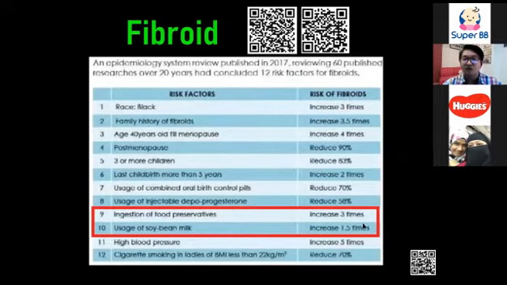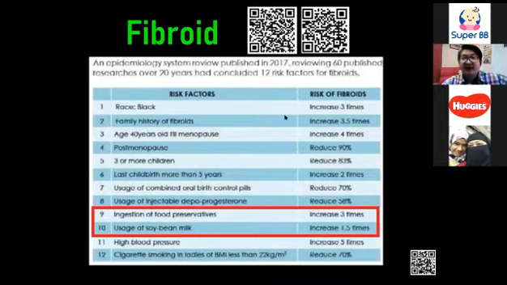So for me, I usually advise patients, mothers, that soybean related food also increases your fibroid risk 1.5 times. It means that if let's say you have fibroid, with or without pregnancy, you must try to avoid this kind of preservative.